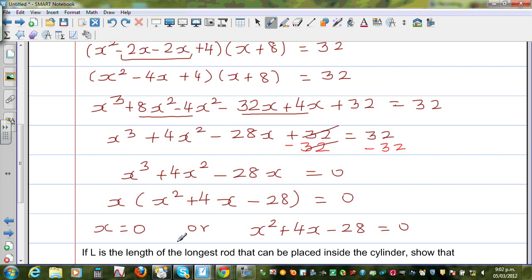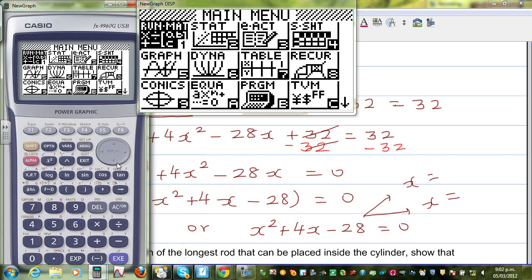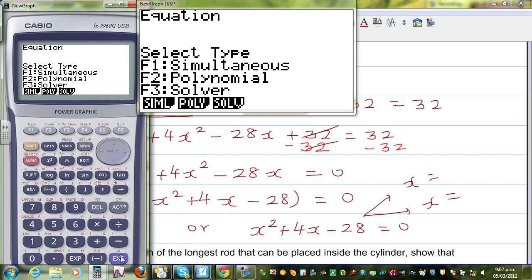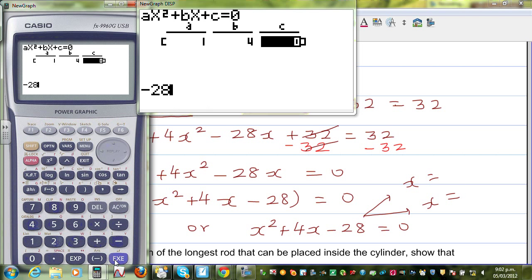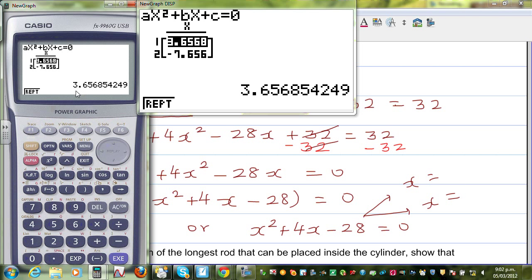So you can use the quadratic formula, but to save time, I'm going to use the calculator to figure out the two values of x. So you'll have two values of x. I can also do this graphically, but we are going to use the calculator. So I'm going to equation, then polynomial and second degree. So your a is 1, your b is 4, and your c is minus 28, and you go solve. So one is 3.66 and minus 7.66. So I'll write the two answers.